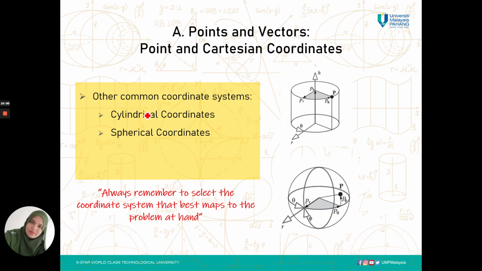Besides Cartesian coordinates, we also have other common coordinate systems such as cylindrical coordinates and spherical coordinates. And always remember to select the coordinate system that best maps to the problem at hand. The most prominent, the most basic, the most regular coordinate system we use is the Cartesian coordinate system. But in a different situation, based on the problem you have at hand, you can also try to implement cylindrical and spherical coordinates.